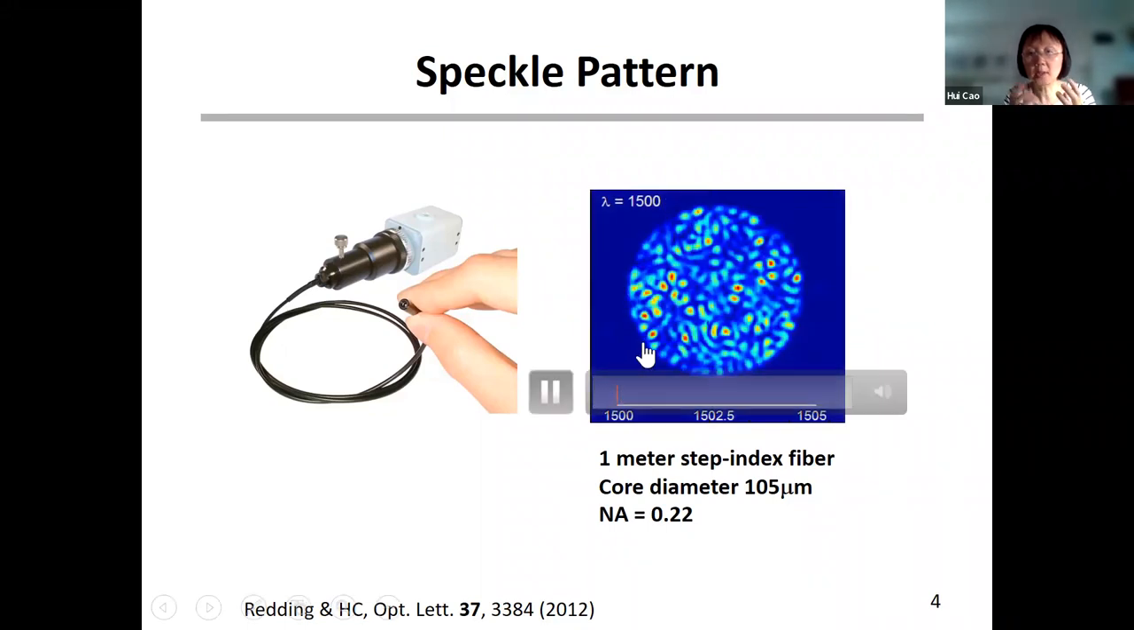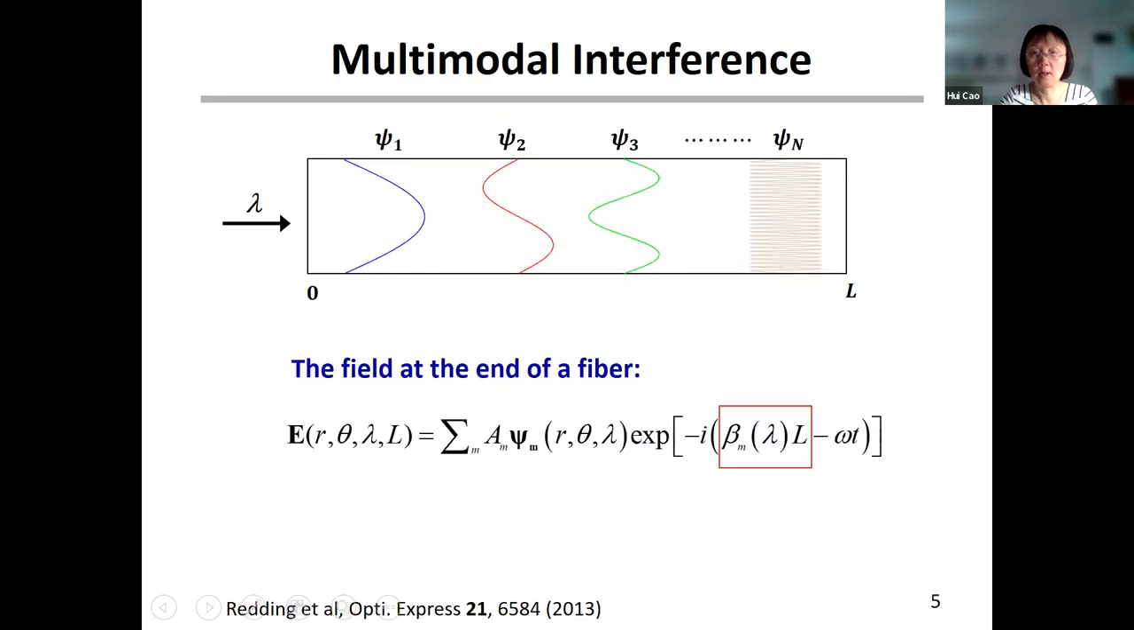So that means the spectral pattern will basically tell us what is the spectral information of this input frequency. So now the question is, what is the sensitivity? We already have a very good spectrometer. Why do we need to use this to recover spectral information?